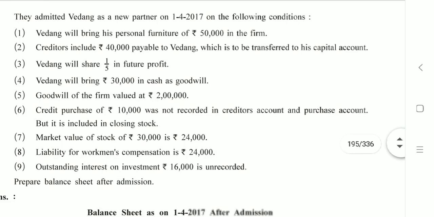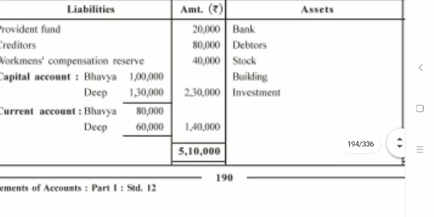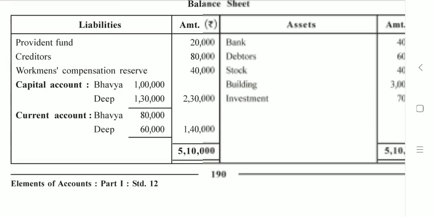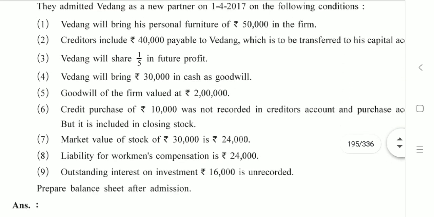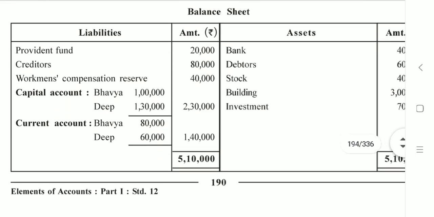Second, creditors include rupees 40,000 payable to Vedang, which is to be transferred to his capital account. Now if you remember, in your balance sheet you have put a tick mark here. On creditors you have written second adjustment, and I think we have sixth adjustment on this. Yes. So related adjustments are to be solved together, to obtain a perfect net value of that particular item. On creditors I have made you tick second adjustment and sixth adjustment.